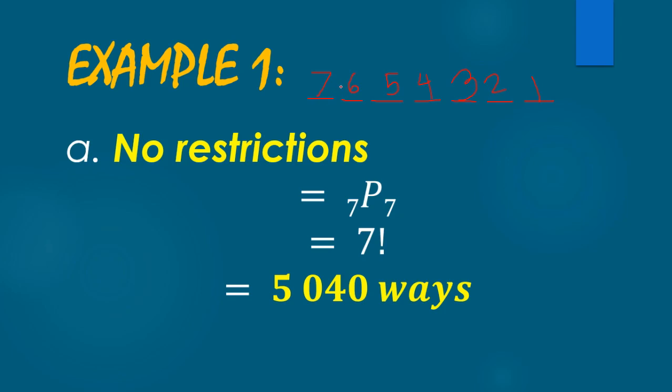That is 7 times 6 times 5 times 4 times 3 times 2 times 1. Or that is simply equal to 5,040 ways. So if there is no restriction.